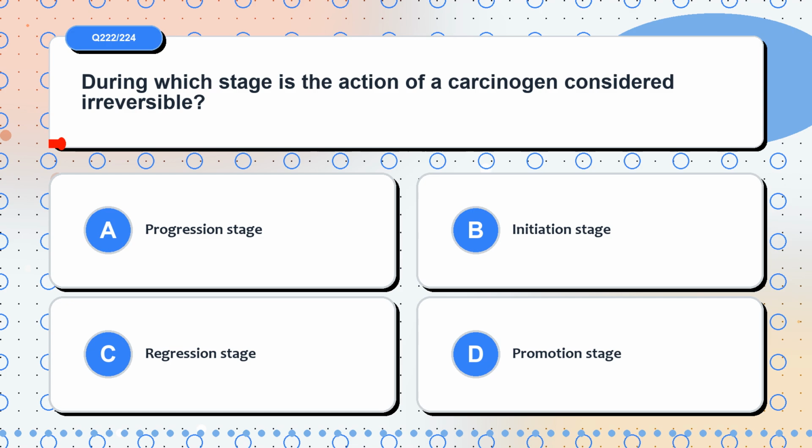Question 222. During which stage is the action of a carcinogen considered irreversible? Here are the options. Option A, progression stage. Option B, initiation stage. Option C, regression stage. Option D, promotion stage.